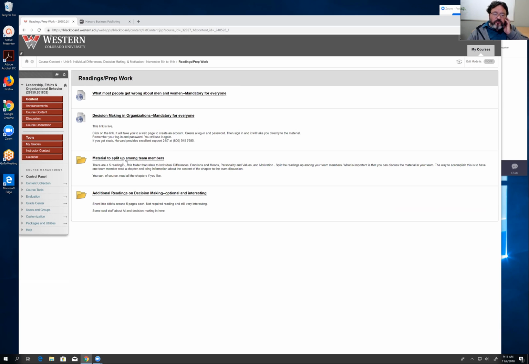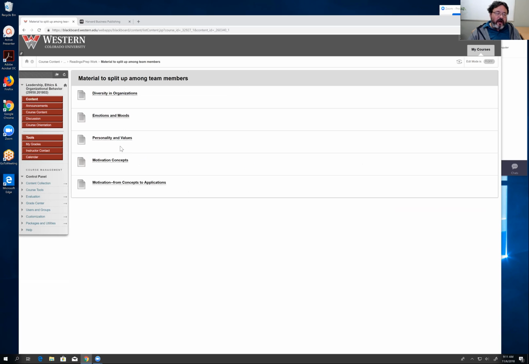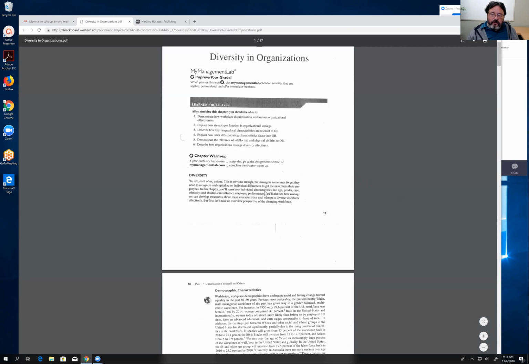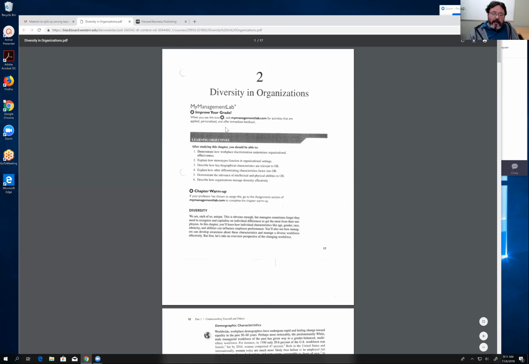There's another folder here called Material to Split Up Among Team Members. And if you click into here, you'll see there's 5 readings. Each one of them is a PDF document, which means that if you click on it, it just opens up right away, and then you can download it. Let's take a look at this one. You can see that I've got some material from a textbook. And so they have things like stars here on the side, and just ignore them.